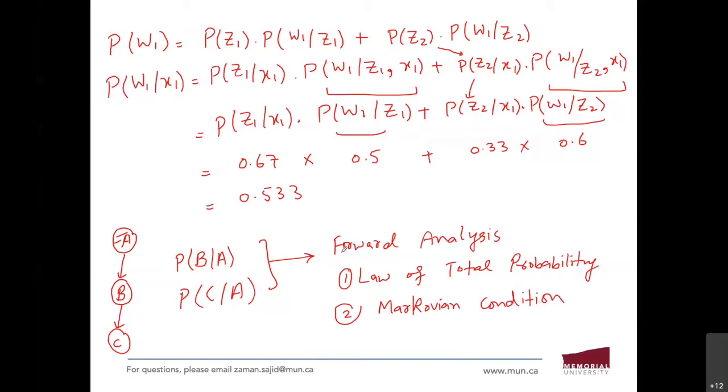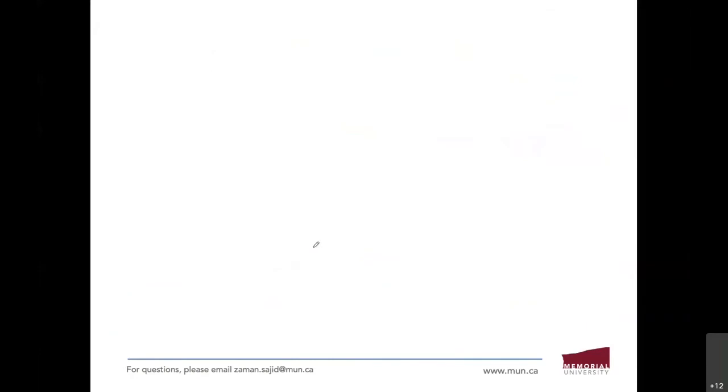Now, another analysis is called the backward analysis or upward propagation. In that analysis, with the same network, A is going to B, and B is going to C. Here we instantiated C, and we can find out the probabilities of B given C. We can find out the probabilities of A given C.